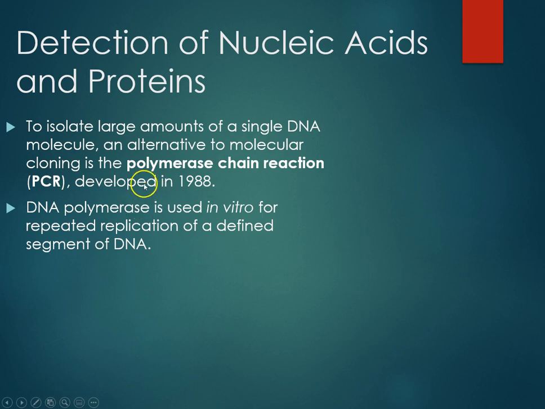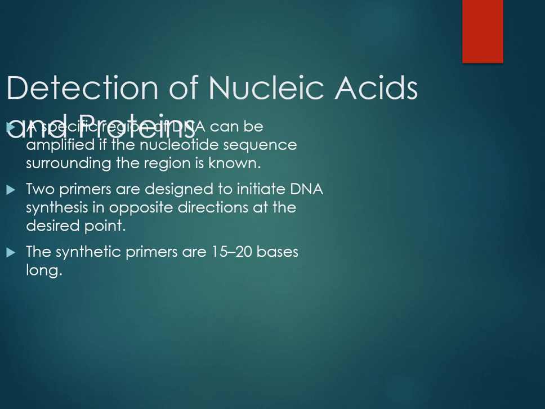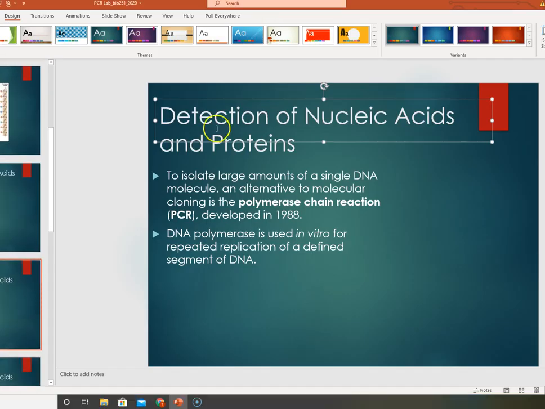This PCR, polymerase chain reaction, was developed in 1988, so it's a pretty recent technique. It says DNA polymerase is used in vitro, meaning in a tube, to do repeated replications of a defined segment of DNA. So that's just saying it in different words.